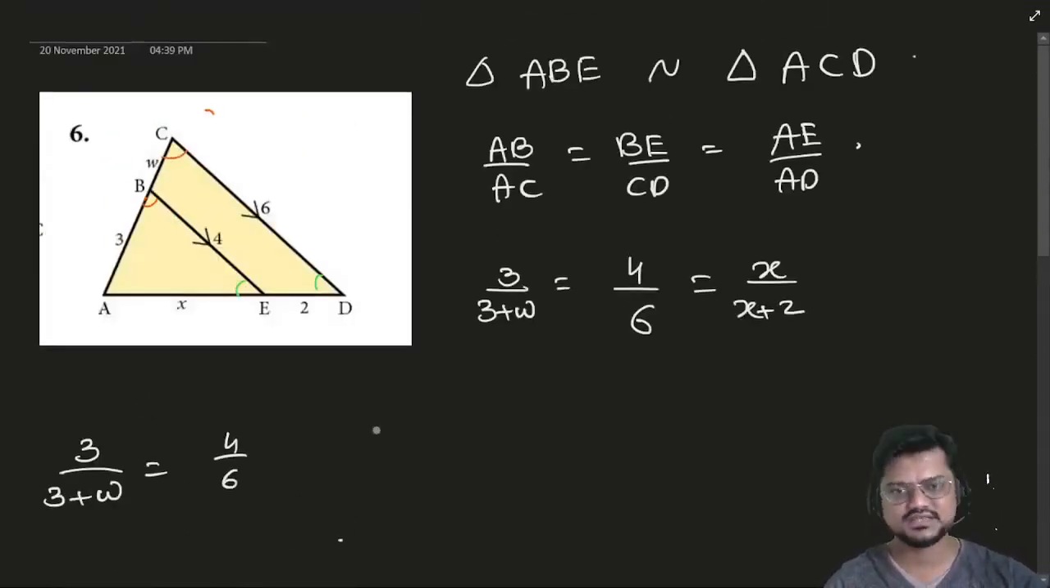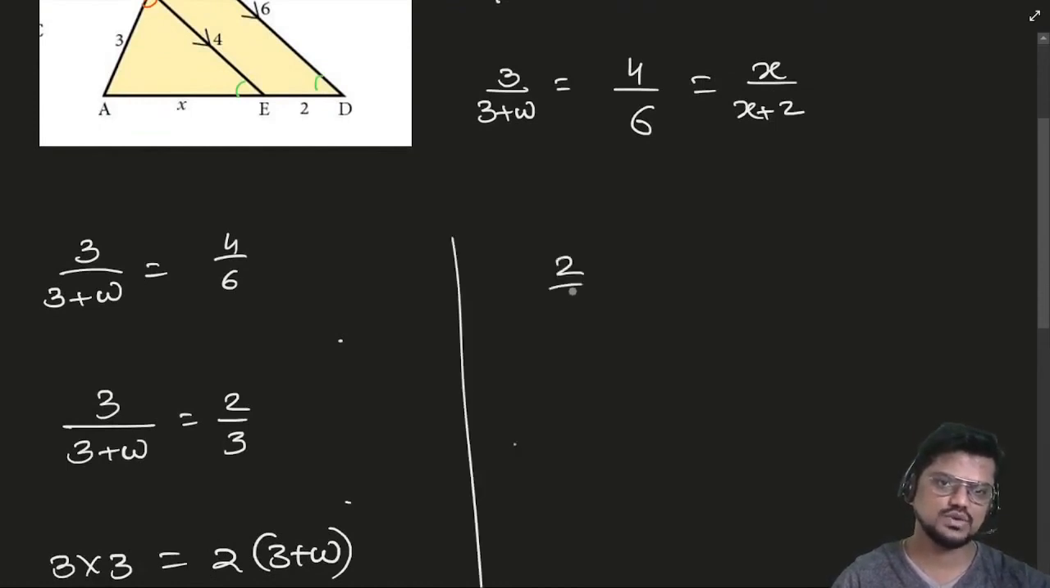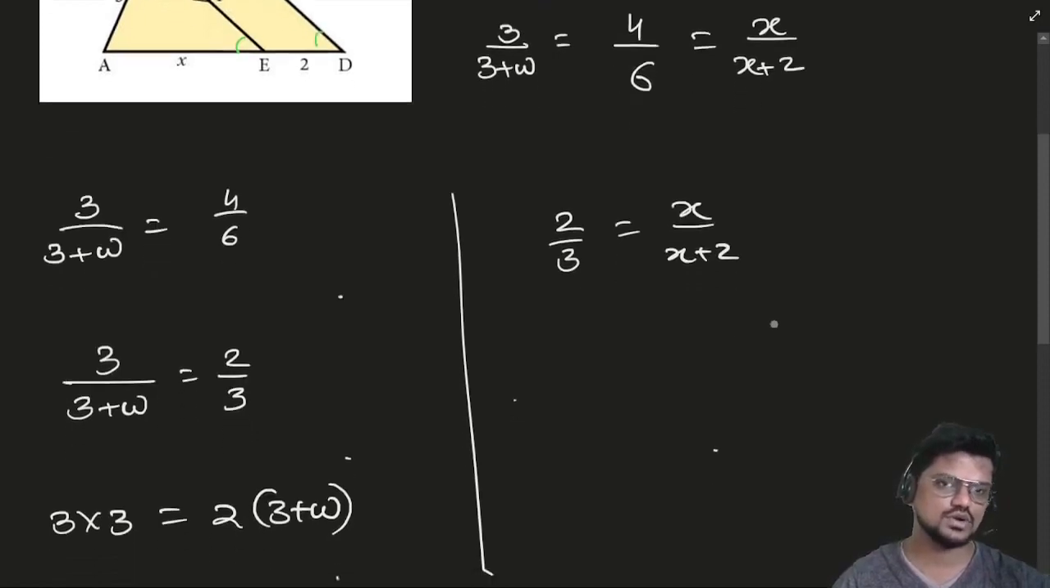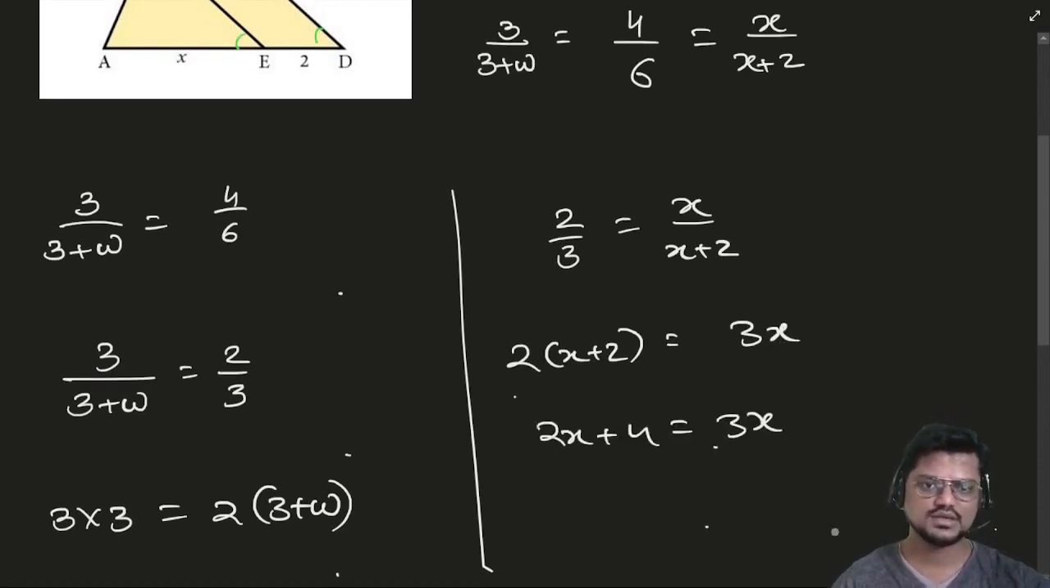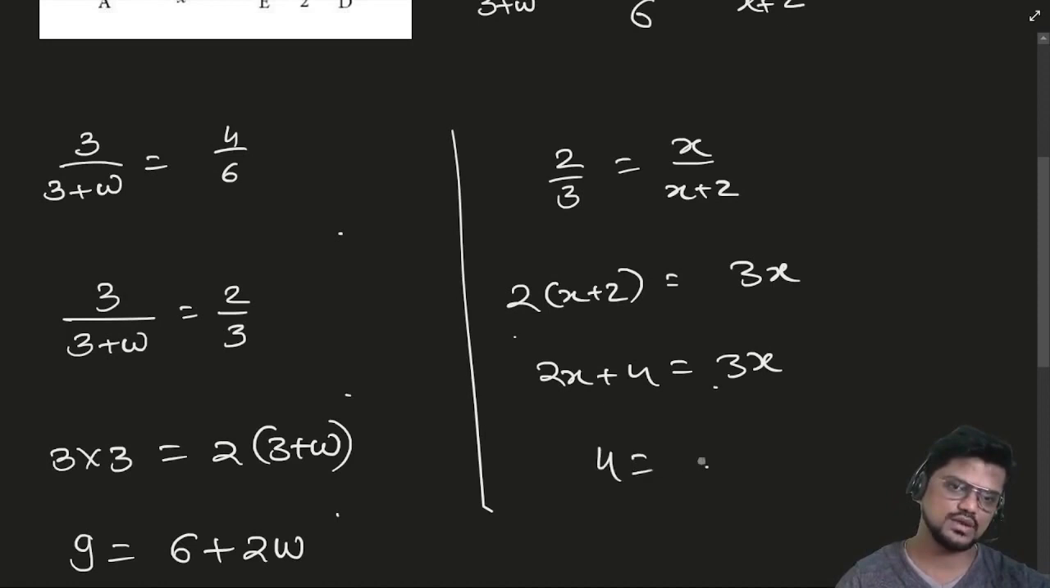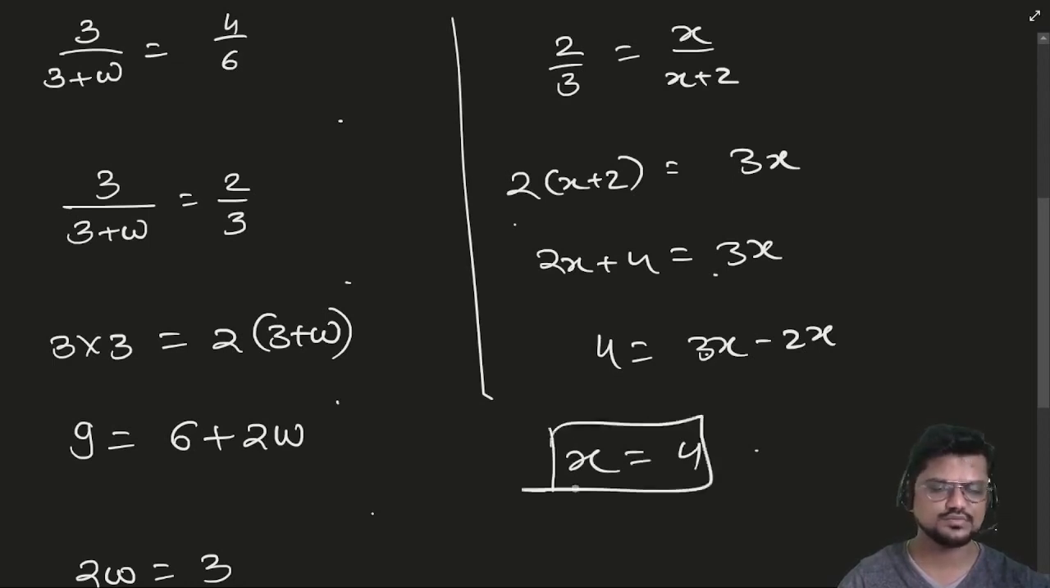Next, you have to find what is X. Again, the same. This 2 upon 3 will be equal to X upon (X plus 2). After this, we will do the cross multiplication. 2 into (X plus 2) will be equal to 3X. Then 2X plus 4 will be equal to 3X. This 2X goes on that side. 4 will be equal to 3X minus 2X. Therefore, 3X minus 2X is X, and that is X equals 4.